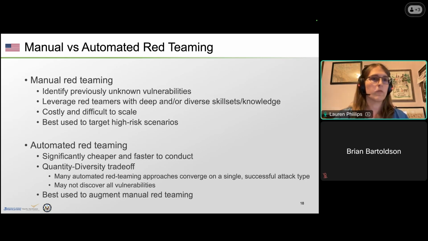So a lot of work has been done in industry and academia over the last year or so to mitigate this kind of problem and enable automated red teaming to discover a wider variety of vulnerabilities that were not previously possible. So again, these serve different roles, and we can think of them as augmenting one another.